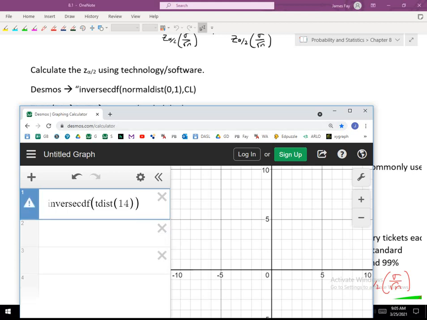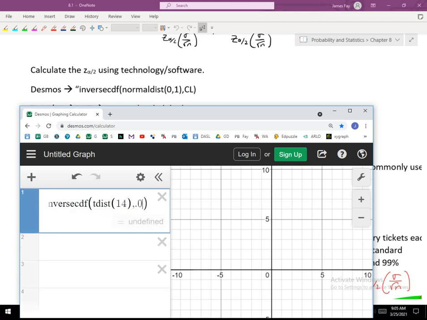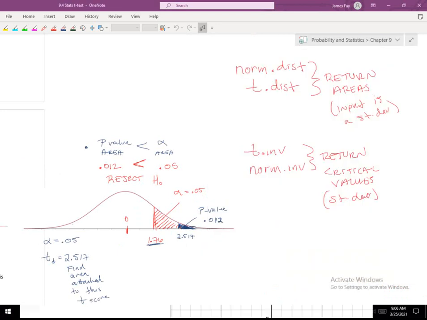I'll figure it out. But I guess it's a good illustration: this is not convenient. Excel is built to be convenient. So the TI-83 is built to be convenient. I would use those things in place of Desmos. There we go. So you type in inverse CDF, T distribution with your degrees of freedom, comma, then your alpha, and you see that would have given you the 1.76 that we were getting right here. So it's up to you, but use the tool that I think is most convenient.